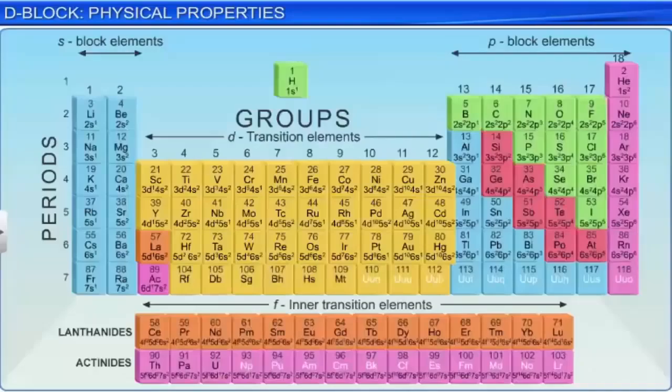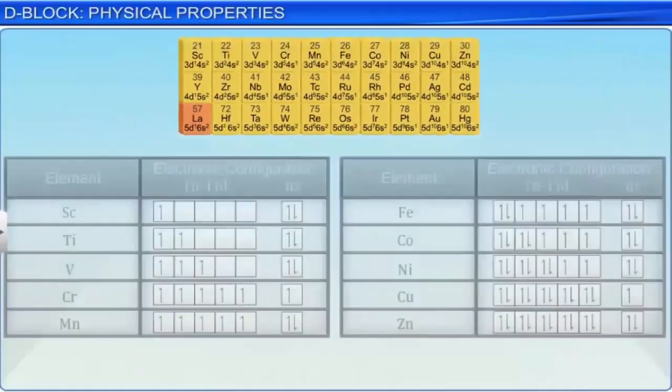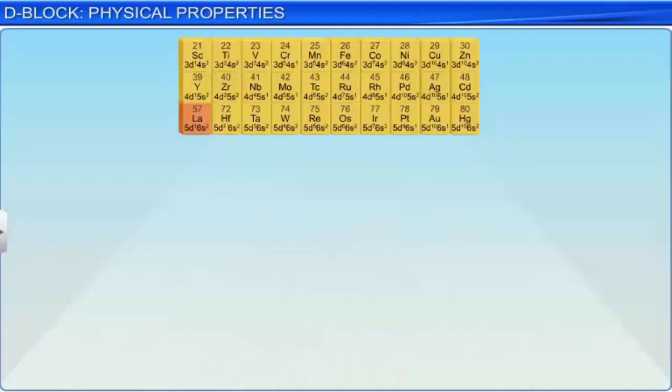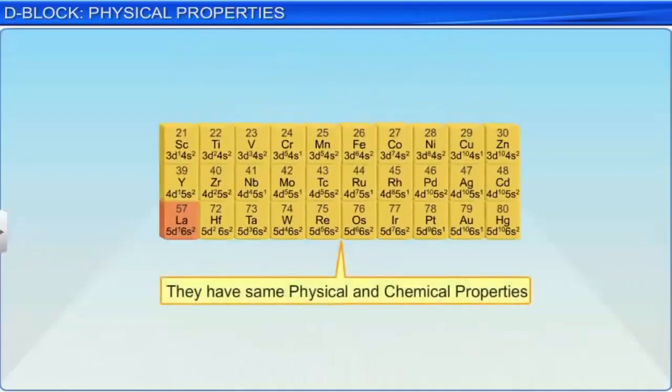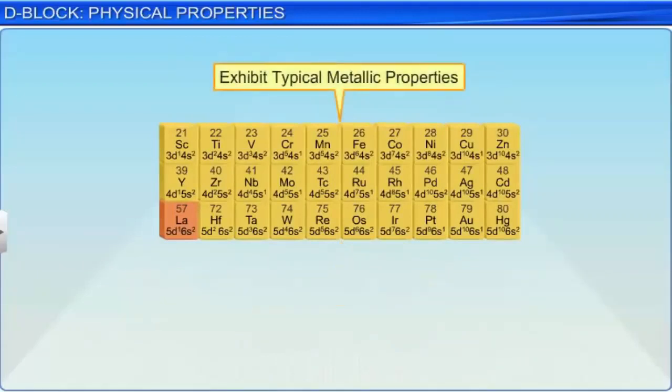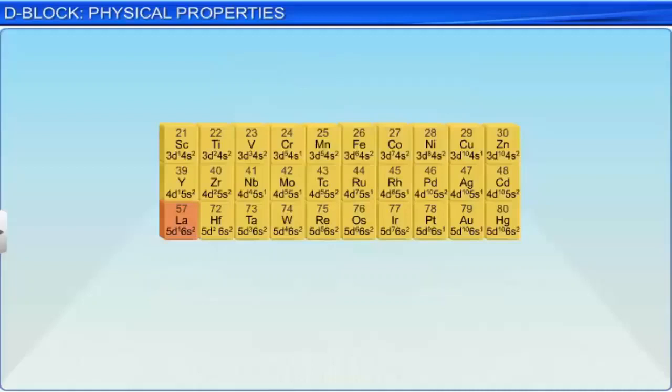The electronic configurations of the d block elements differ only in the number of electrons in the d orbitals of the penultimate shell, while the number of electrons in the valence shell remains the same. Thus, they have many physical and chemical properties in common. Nearly all the elements exhibit typical metallic properties. Let us review some of them in detail.